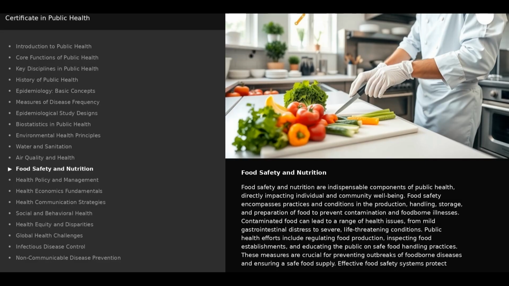These measures are crucial for preventing outbreaks of foodborne diseases and ensuring a safe food supply. Effective food safety systems protect consumers and support public trust in the food industry. They are vital for economic stability and public health.